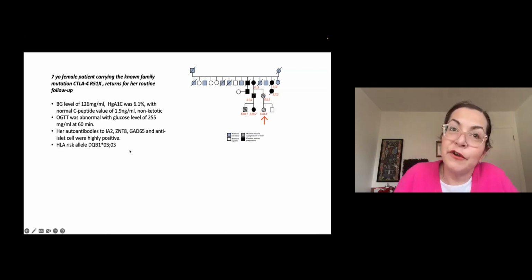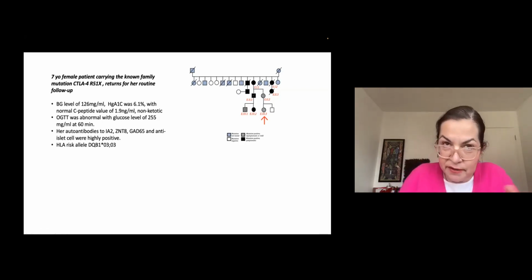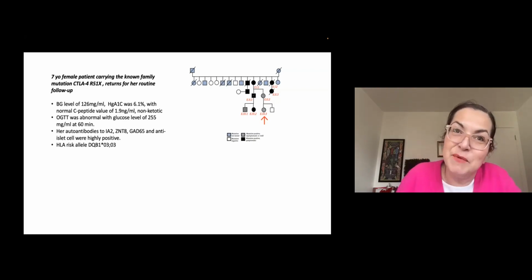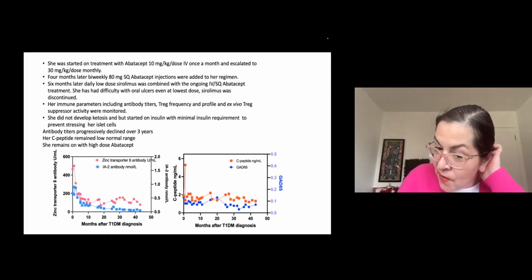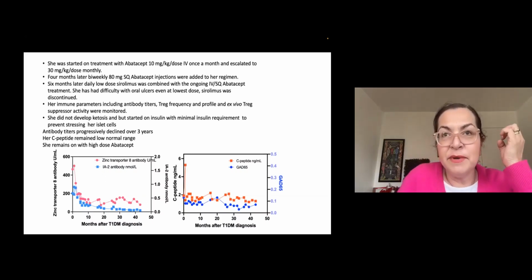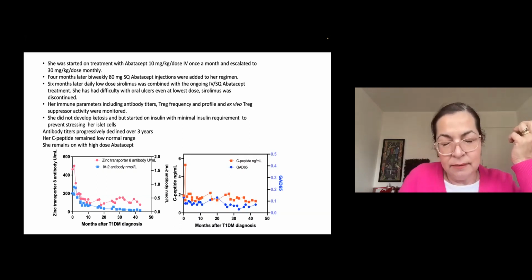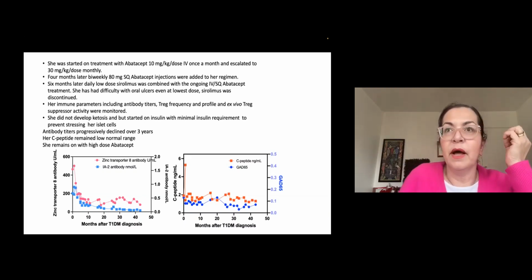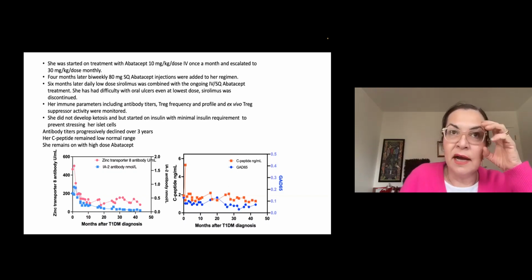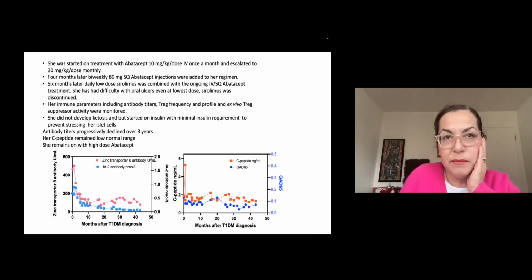We were looking for the risk allele that are relevant for checkpoint inhibitors, because their defect is like a checkpoint. The person was receiving checkpoint inhibitor, but she didn't have that HLA. So she was still at risk for type 1 diabetes. She had the CTLA4 mutation. She had family members with type 1 diabetes, and she had elevated A1C with islet cell targeted autoantibodies. So those are the criteria for diagnosing the early phase of type 1 diabetes.